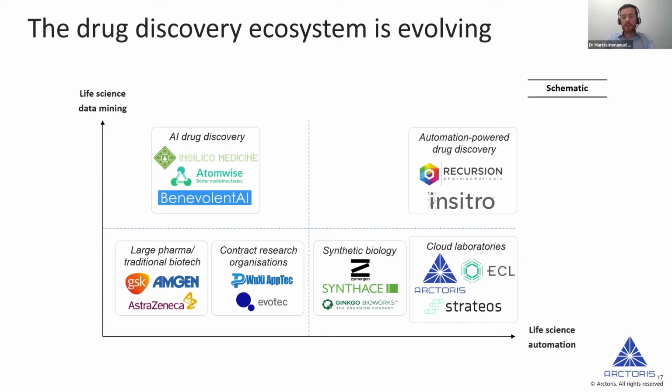There are, for example, companies within synthetic biology, such as Ginkgo Bioworks and Zymergen. There are the cloud laboratories, primarily Strateos and Emerald Cloud Lab in the US, and ourselves, Arctoris, in the UK. And there are companies that don't use automation to power other users, but use automation in-house for their own drug discovery efforts, such as Recursion Pharmaceuticals and Insitro, both in the US.